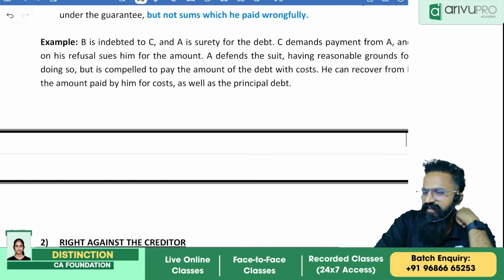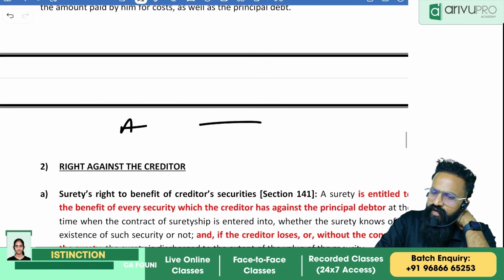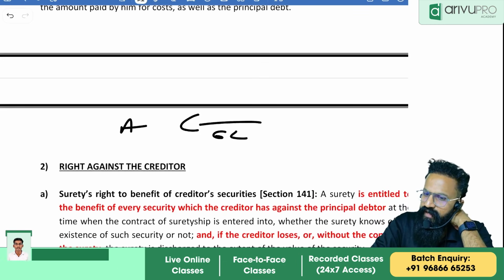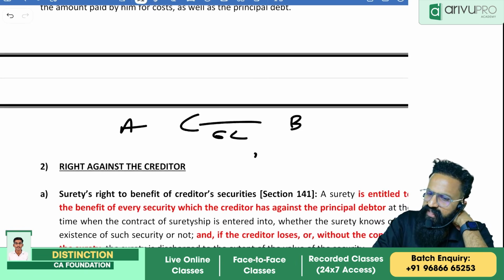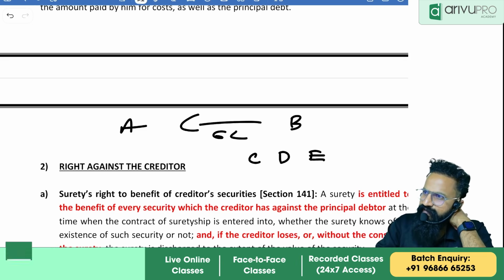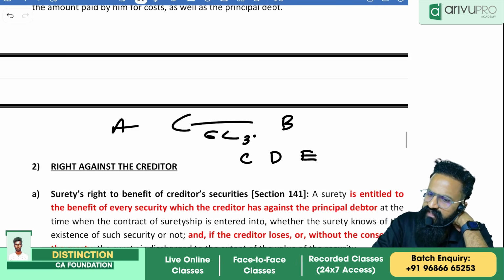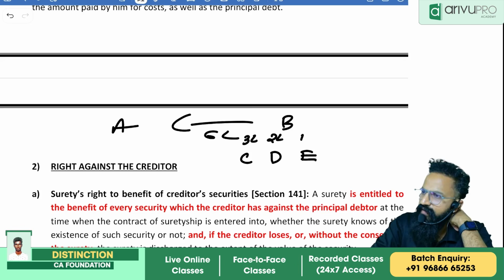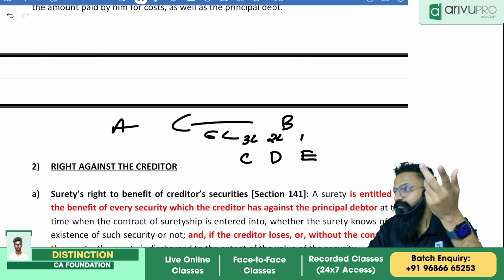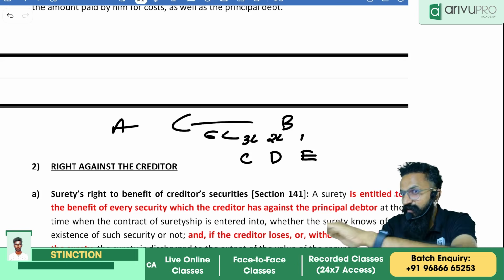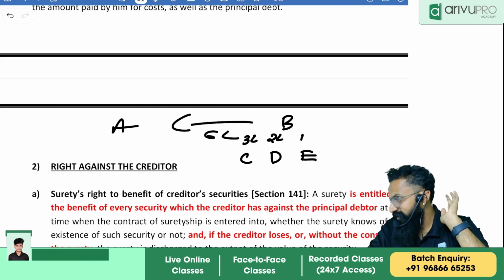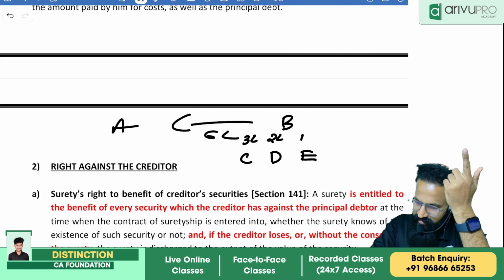What is this case? A borrowed 6 lakh rupees from B. The co-sureties are C, D and E. Generally, if nothing is written, all of them are equally liable: 2 lakh, 2 lakh, 2 lakh. Sir, what if the proportions are different, 3, 2, 1? No. You always share it equally, as much as possible, and then the remaining share according to their extent.